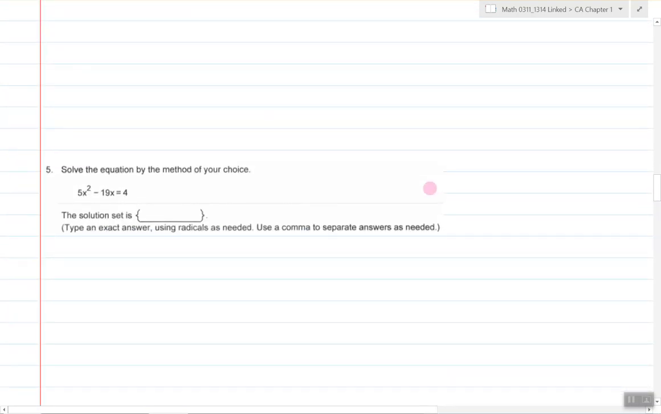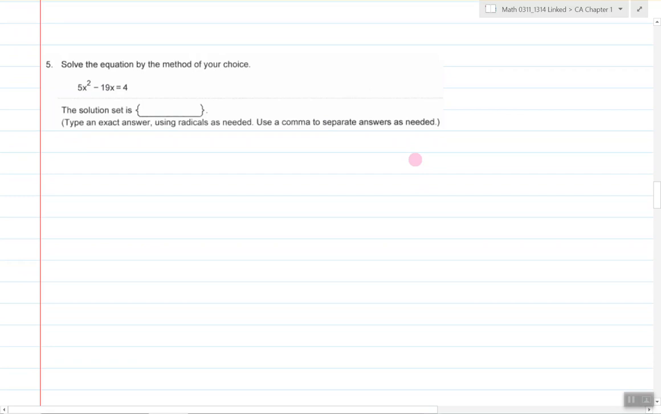Number 5. Starting with number 5, we're going to continue to solve quadratic equations, but it says the method of your choice. So I'm just going to pick a method for each one. I'm going to tell you why I'm picking it, and if you choose another method, hopefully it will be valid and give you the same answers.